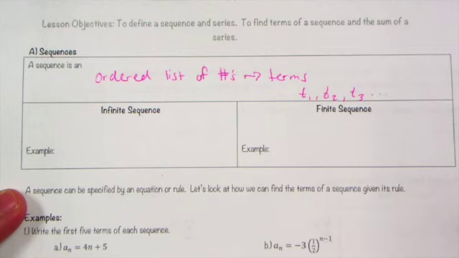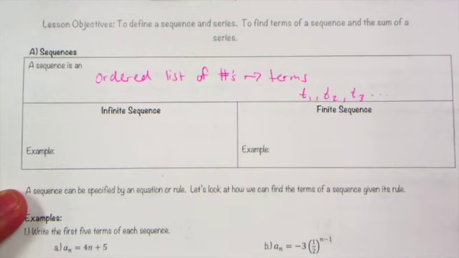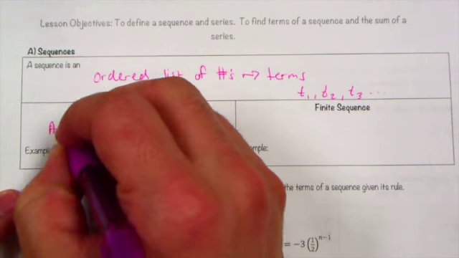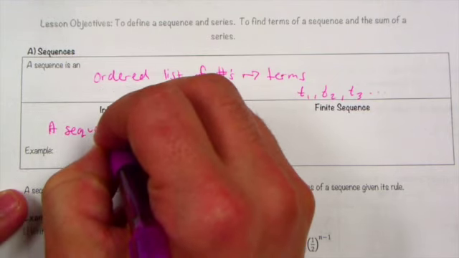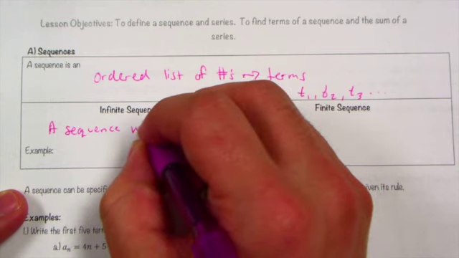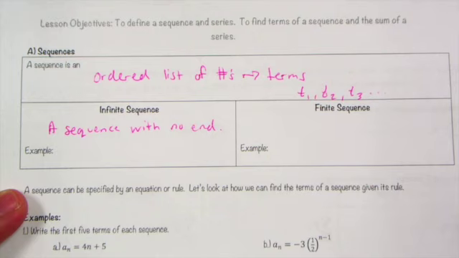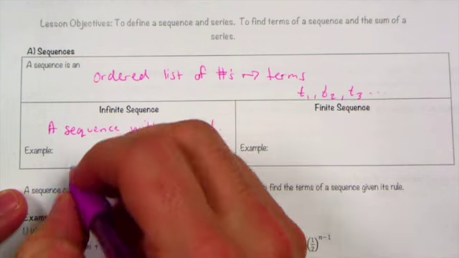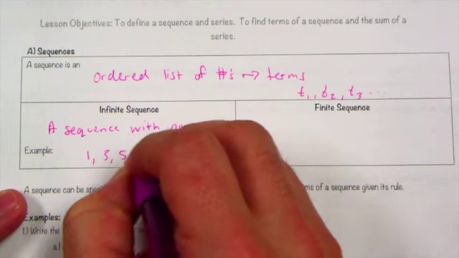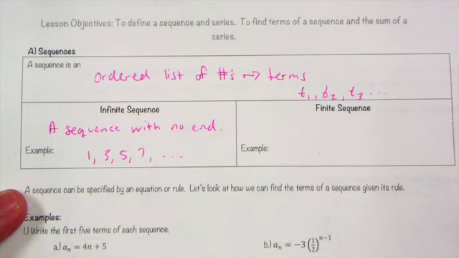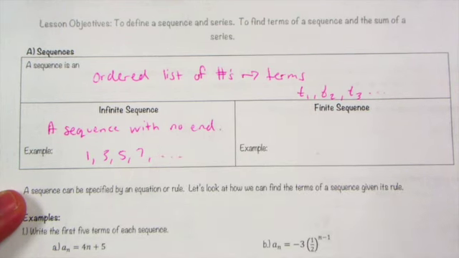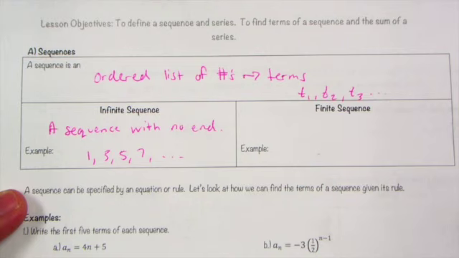There are two types of sequences: infinite sequences and finite sequences. You could probably figure out what's what. An infinite sequence is a sequence with no end, and how you see this is, you'll see the dot, dot, dot. So you'll see 1, 3, 5, 7, and then dot, dot, dot. That designates that it's going to go on forever, and that's an infinite sequence.